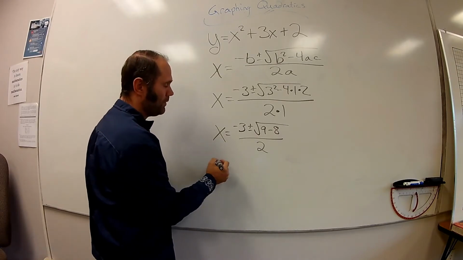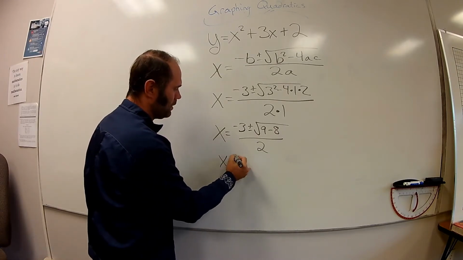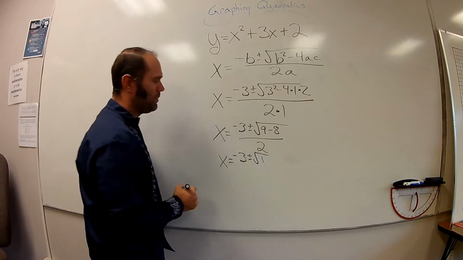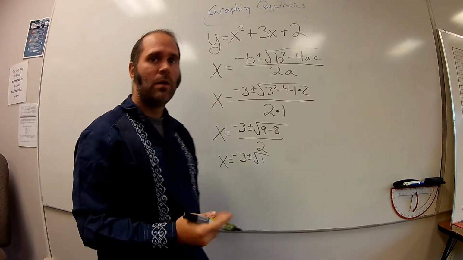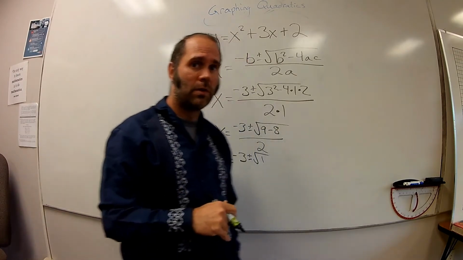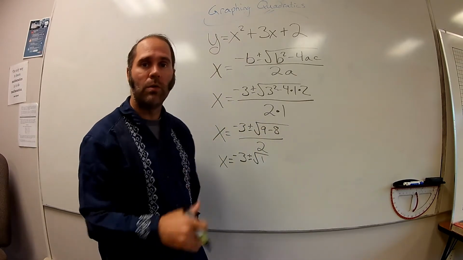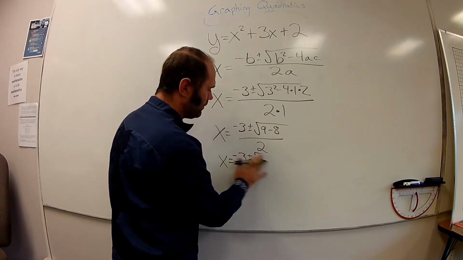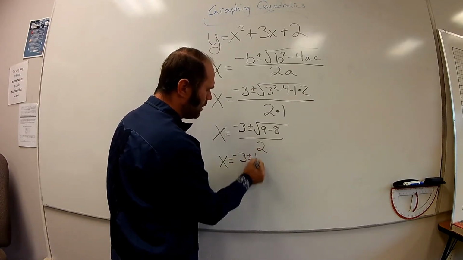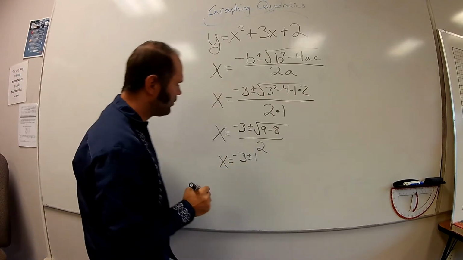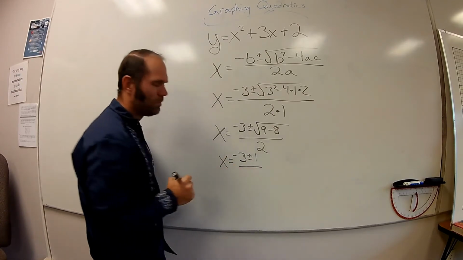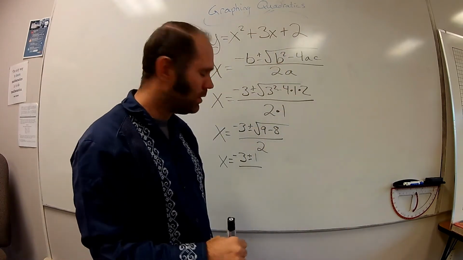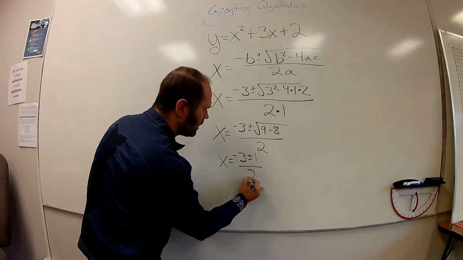This simplifies even further. 9 minus 8 is 1. We can simplify even further in this step. The square root of 1 is 1, because 1 times 1 is 1. And the square root is really just asking the question, what times itself equals the number inside of the square root. So there we go.